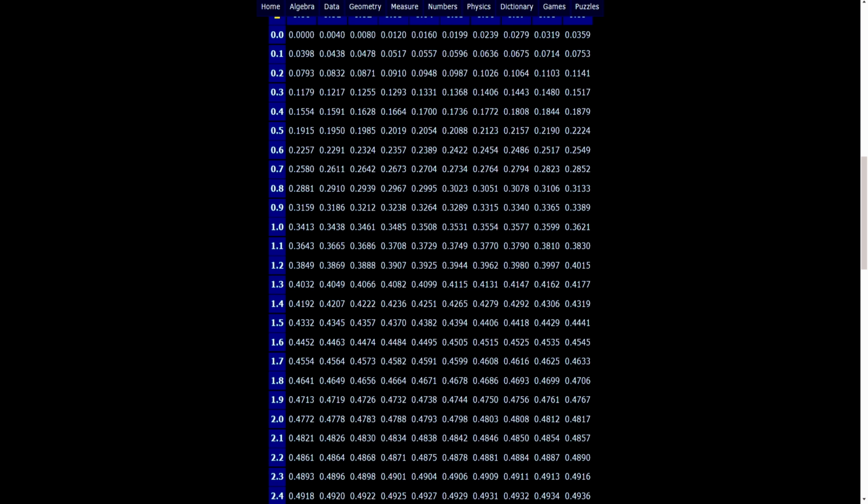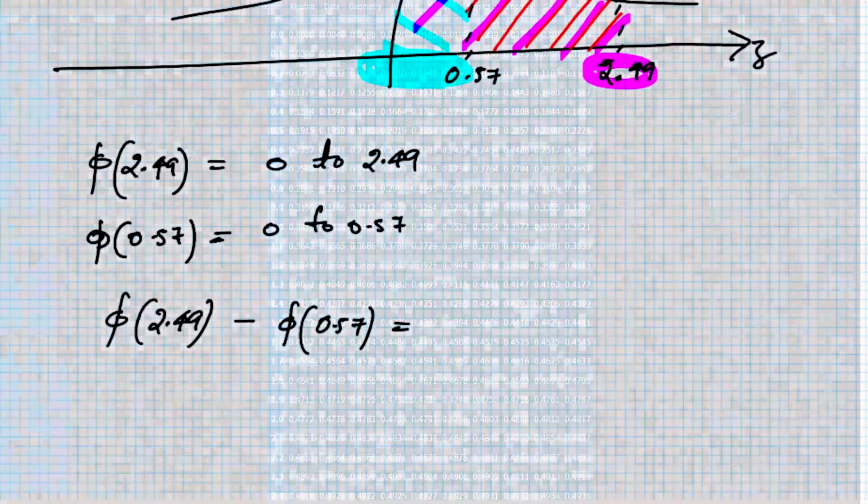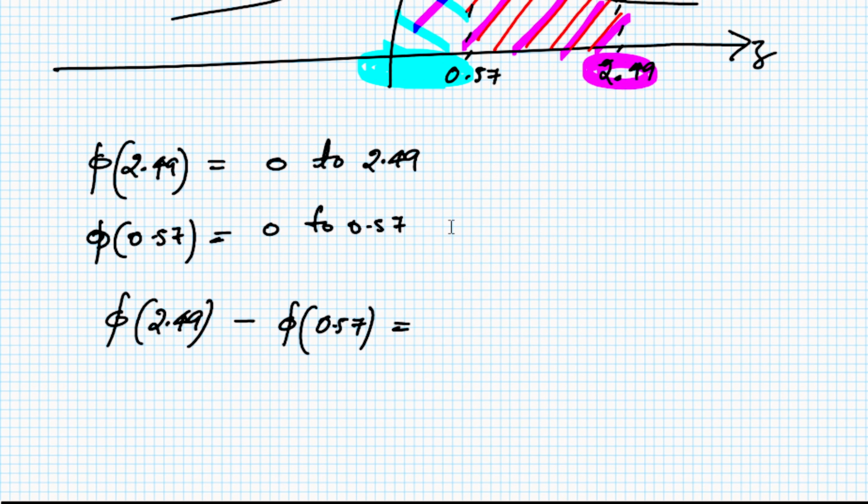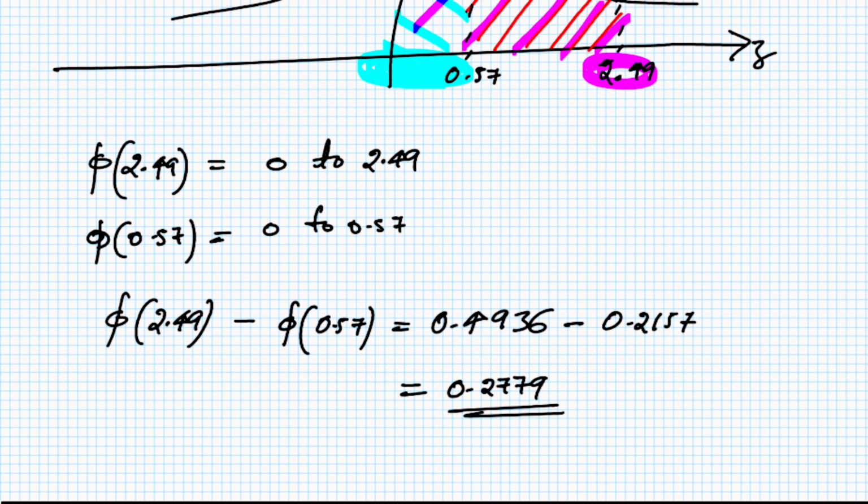Now, let us go back to the notes. And now let me write those values. The first value is how much? 0.4936. Subtract from that 0.2157, which gives you the most common answer which everybody has given, that is 0.2779. Anybody, any doubt? Please feel free to ask.